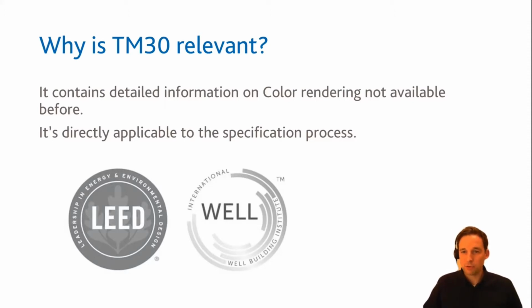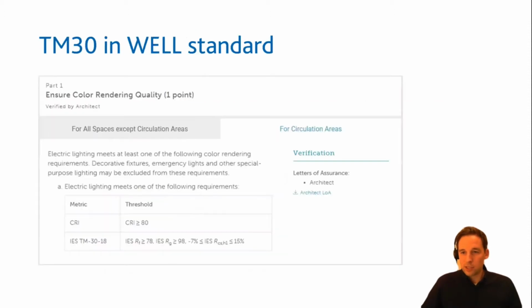As I said before, TM-30 contains really detailed information. You don't need to use all that information, but some of it is really good, and it's information that you previously did not have about color rendering and the quality of that color. So how do we apply it to the specification process?